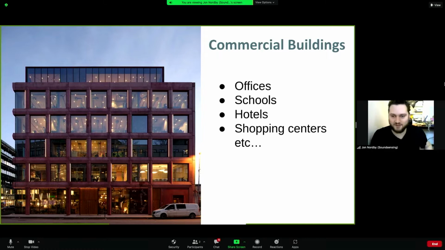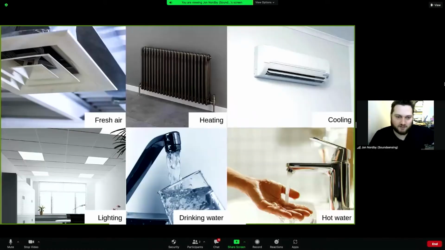You are in a building, a conference building right now. It has a lot of facilities that hopefully you as a tenant don't notice. Things work as they should, and you don't notice any problems. But this is actually a continuous job for the building manager and the janitors and the technical staff to make sure that it is the case. If you have a large building, things do go wrong all the time over the many years. So there's fresh air that needs to work. There's heating and cooling. There is lighting. There's drinking water, hot water, and many other things.